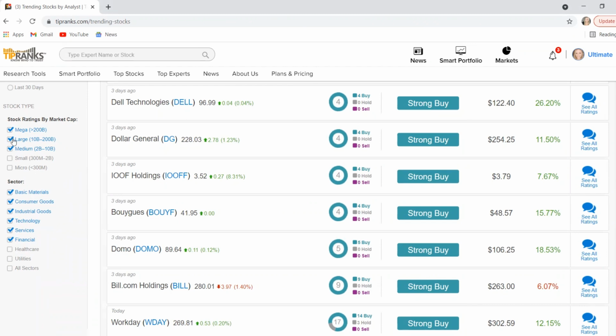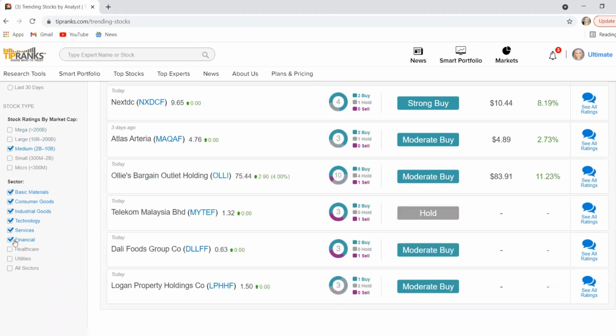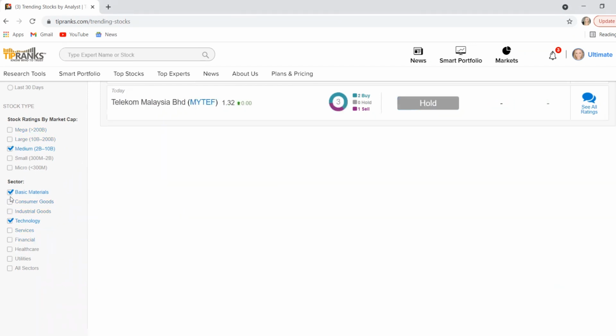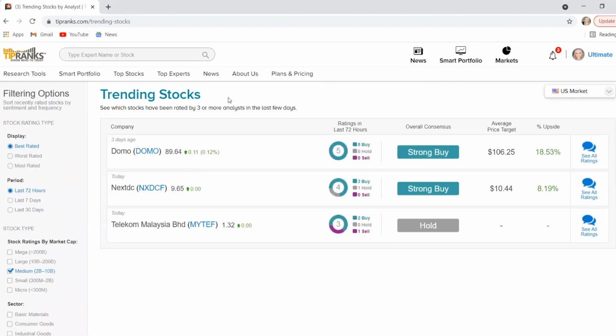So for example, let's take a look at a medium market cap and focus in on the technology sector. This will give you an instant overview of stocks that meet that criteria. It'll show you all of their ratings in that time period and the overall consensus, as well as the average price target and upside or downside potential. Of course, you can also switch between the US, Canadian, and UK markets.